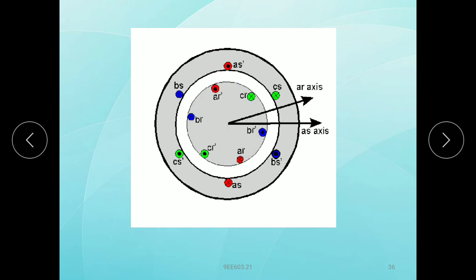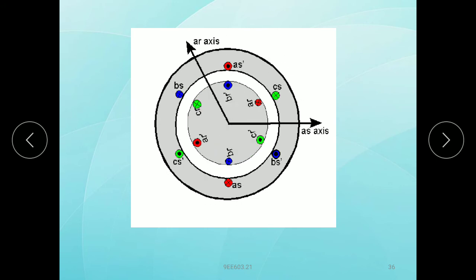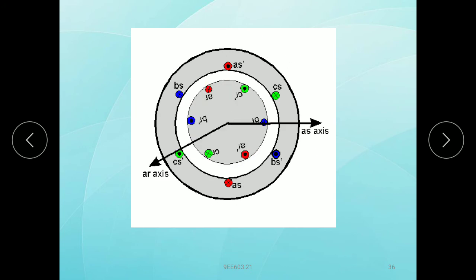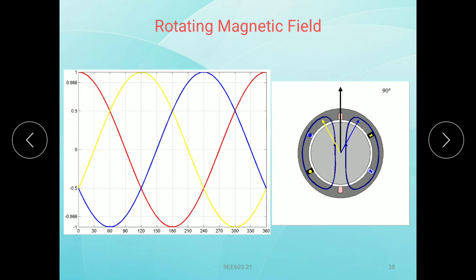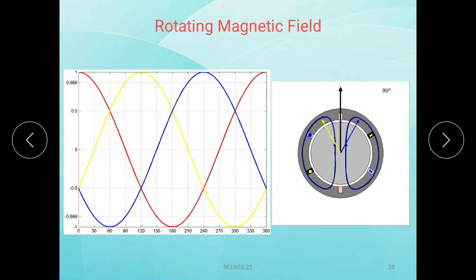Observe this one. Rotating magnetic field: R phase, Y phase, B phase, and the directions. And next direction for 90 degrees. Previous is 0 degrees. Now 90 degrees.